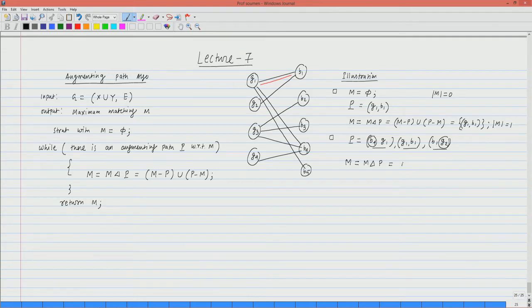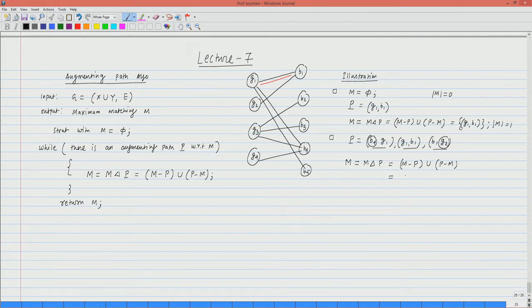M minus P is null, because M has this edge and you are removing this edge from this set, union P minus M. So, P is this set of 3 edges basically, and then you remove this edge from here.